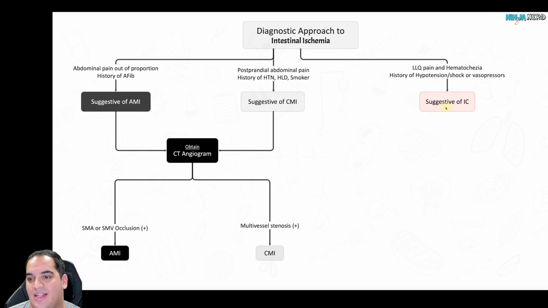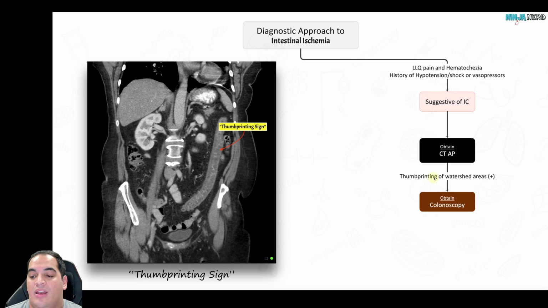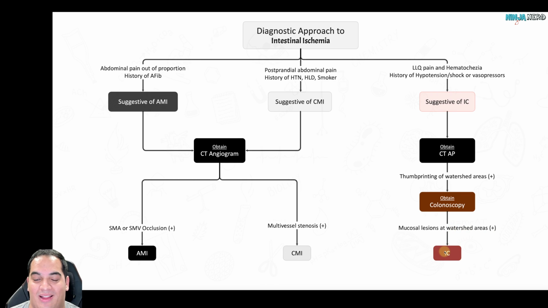Oftentimes, one of the tests is to get a CT of the abdomen and pelvis. And there's this terminology we refer to as the thumbprinting sign, which shows a lot of bowel wall thickening here, especially in the portions of the splenic flexure and the rectosigmoid colon. The next thing is you could get a colonoscopy. And the reason why is the colonoscopy will be able to show these areas of infarct or lesions in those watershed areas of the rectosigmoid junction and the splenic flexure. And that would be diagnostic of ischemic colitis.